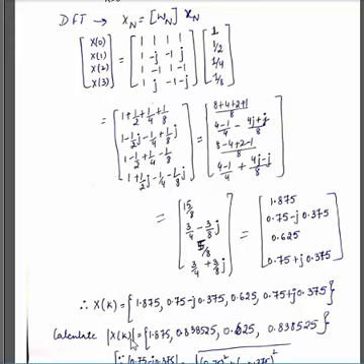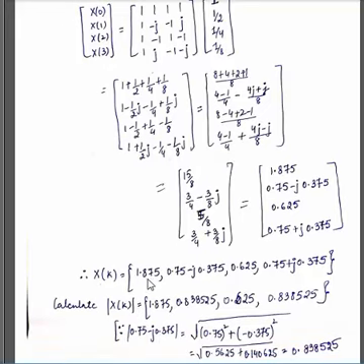Absolute value of x of k is, first, as this is only a real term, its absolute value is 1.875. But the second is a real and imaginary term. The second term contains both real and imaginary parts, so its absolute value is square root of first value whole square plus second value whole square, that is equal to 0.838525. So the second absolute value is 0.838525. Then the third absolute value is again 0.625. The last absolute value is 0.838525.